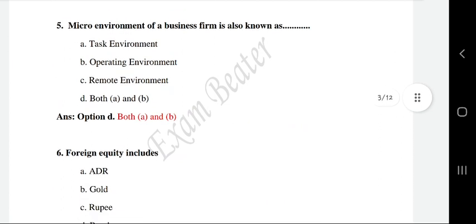Question number 5. Micro environment of a business firm is also known as task environment, operating environment, remote environment. Option D, both A and B, is the answer. That means the micro environment of a business firm is also known as task environment or operating environment.